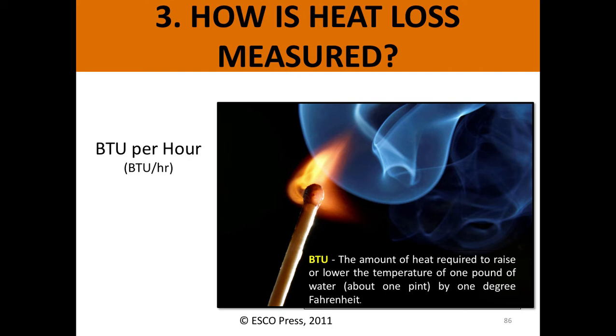Now, very important as we go through here, we're going to start talking about BTUs. BTUs per hour is how heat is measured. A BTU is approximately the heat generated by burning a wooden kitchen match. That's one of those older wooden matches that you can barely find anymore. Okay, a BTU is a quantitative measurement. BTU per hour is a rate. So a BTU is the amount of heat required to raise or lower the temperature of 1 pound of water, that's about 1 pint of water, by 1 degree Fahrenheit. Now if you do it in an hour, that's 1 BTU per hour.